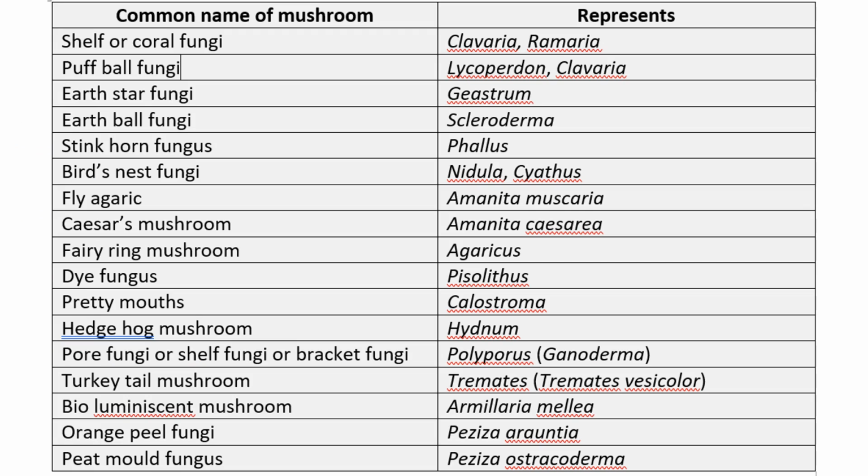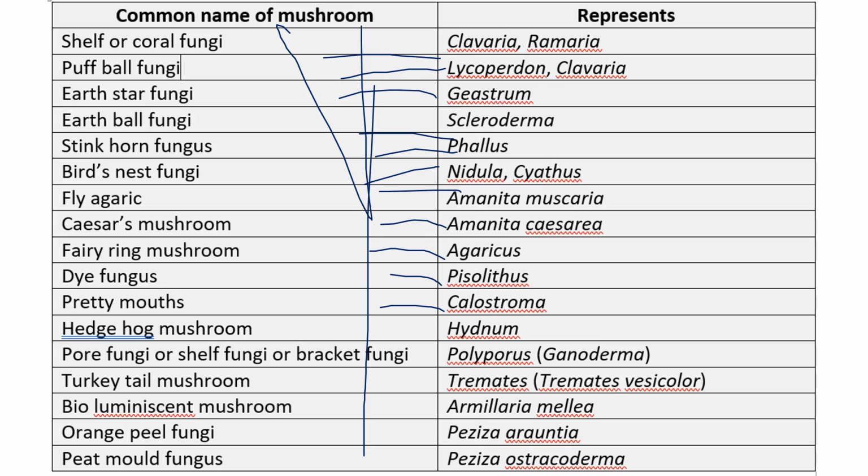These are the different common names of the mushrooms: coral fungi, Clavaria, Ramaria; puffball fungi, Lycoperdon; earth star fungi, Geastrum; earth ball fungi, Scleroderma; stinkhorn fungi, Phallus; bird's nest fungi, Nidula; fly agaric, Amanita muscaria; Caesar's mushroom, Amanita caesarea; fairy ring fungus, Agaricus; dye fungus, Pisolithus; Pretymouth, Calostoma. These are the different common mushrooms along with their other names or representations.